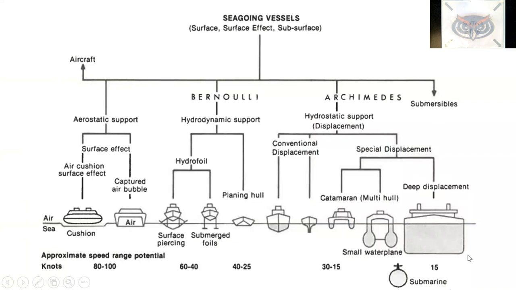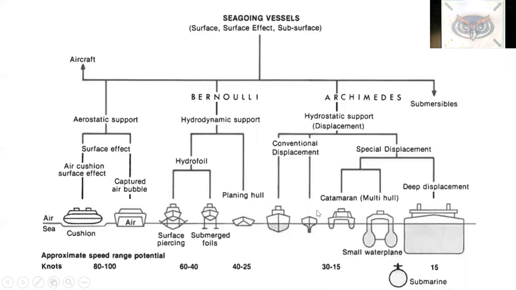Deep displacement would be a very big cargo ship. This is very stable, but what's the disadvantage? Yeah, a lot of water resistance. This deep displacement configuration is very stable. You can put a lot of weight on it, but there's a huge amount of water resistance, so that generates a lot of drag. So you cannot go very fast.